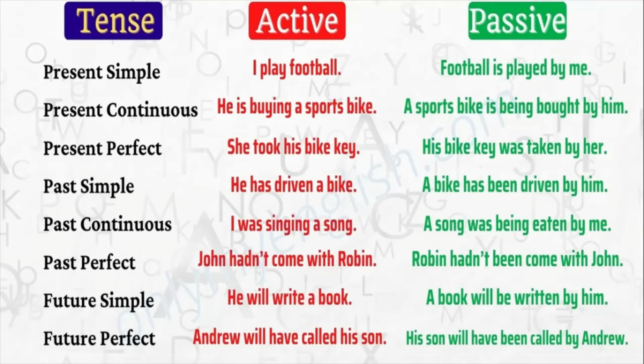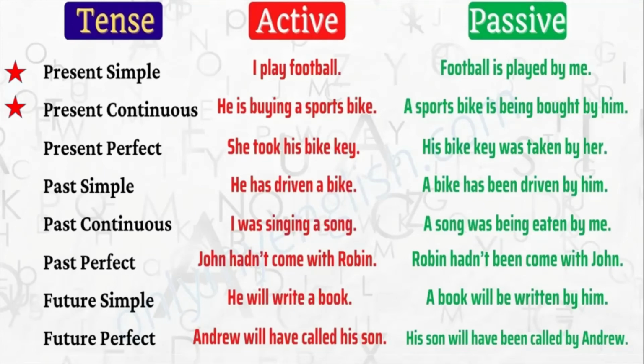So we have the present simple tense, where I say, I play football. In passive it becomes, football is played by me. In the present continuous tense, he is buying a sports bike. So see, it will become a sports bike is being bought by him.